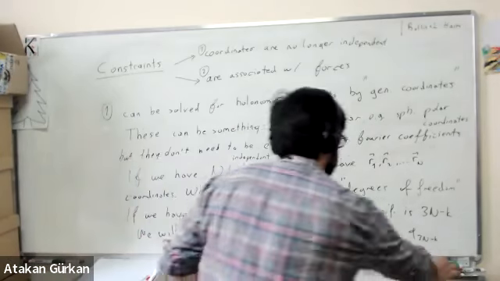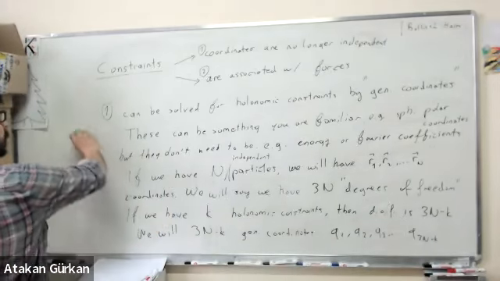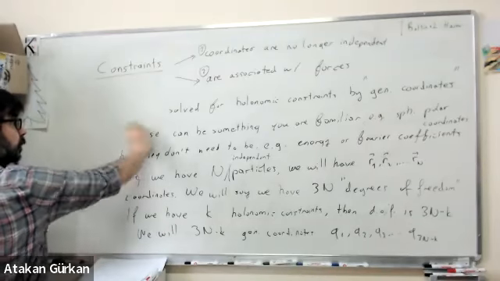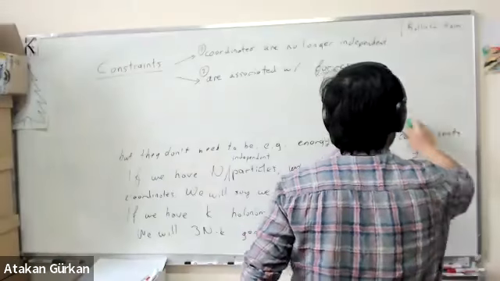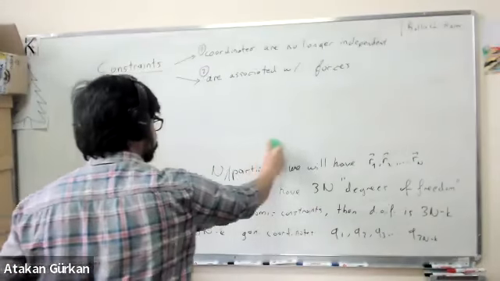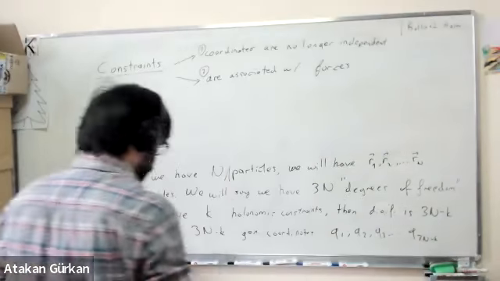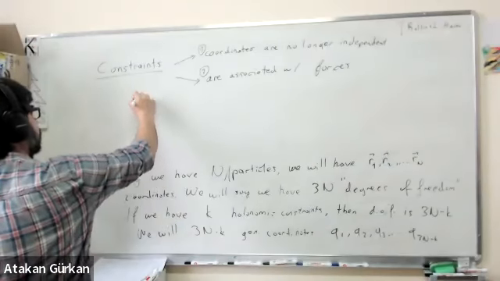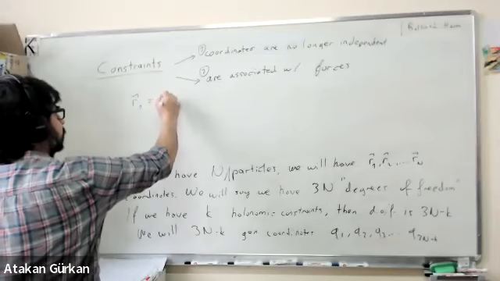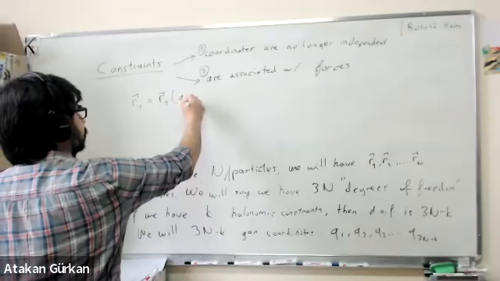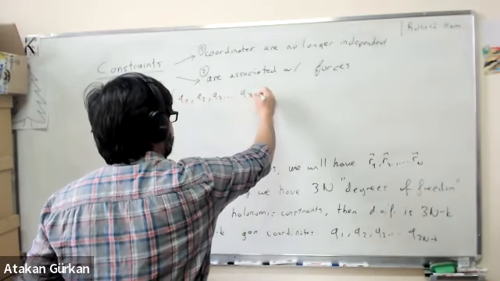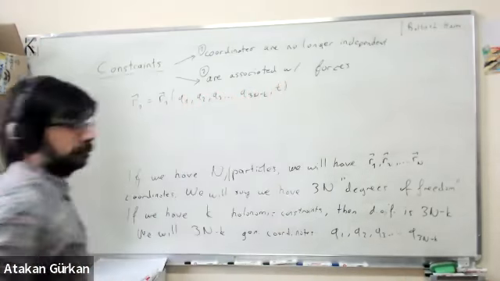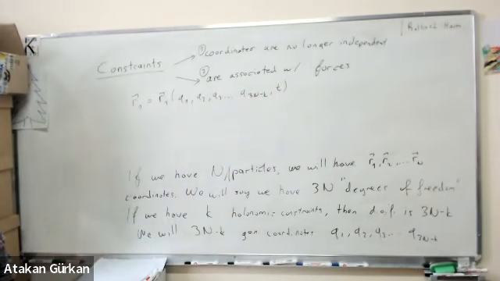Now we can express this. We write it in a form where our original coordinate is actually going to be a function of q1, q2, q3, up to q_(3n minus k), and then possibly time. Okay? So the relationship between the generalized coordinates and the original coordinates could involve time.